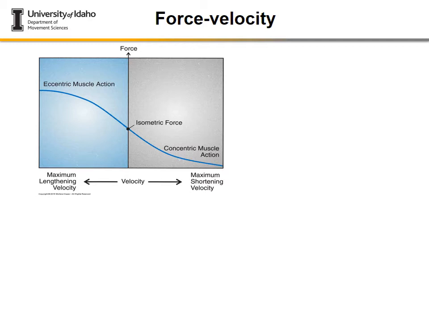Now, if we look at this on the right-hand side, you see how as we increase our concentric muscle action and the velocity of that, we see a decreasing of the skeletal muscle force. And so that is very important for you to understand this force-velocity relationship. Increased concentric muscle action velocity decreases the amount of force generation because it allows for less time for summation of the myosin actin cross bridges together.